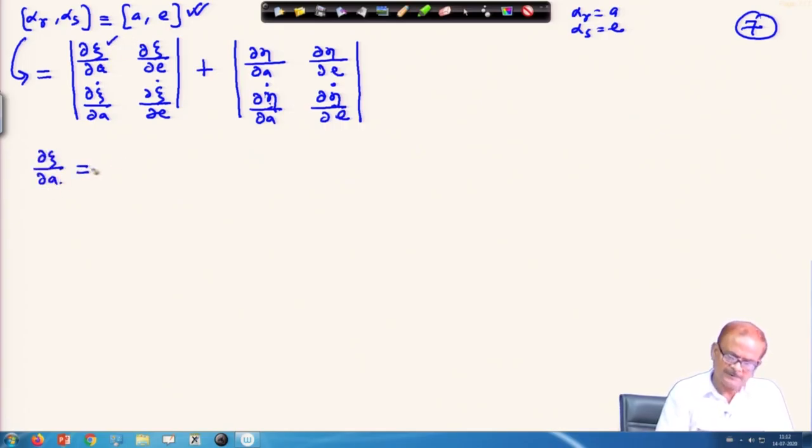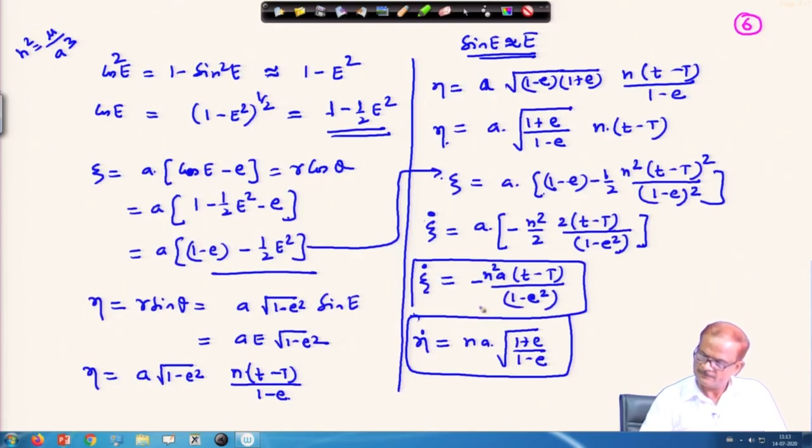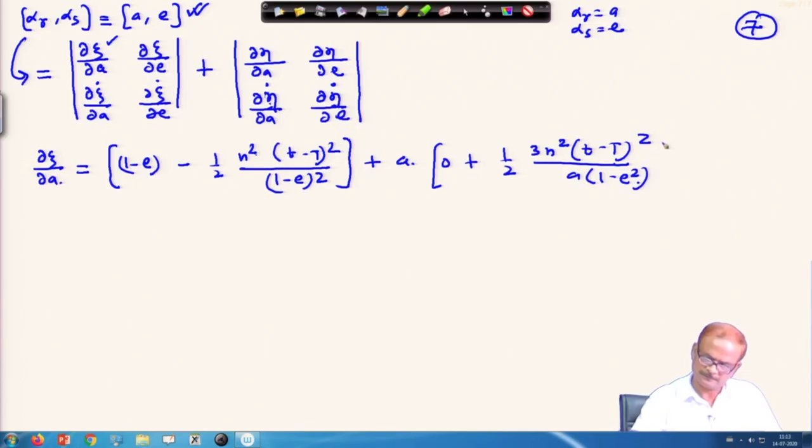So dou xi by dou a. Now the xi equation we have already written, so directly from there, a is appearing, so immediately we can see this can be written as 1 by 2 n square t minus t whole square divided by 1 minus e square. This is the first term, the a was appearing in this place, so this we have differentiated. Next, n is also a function of a, so therefore we need to differentiate that too. So the next term will be a times 0 plus 1 by 2 3 n square t minus t whole square divided by a times 1 minus e square.